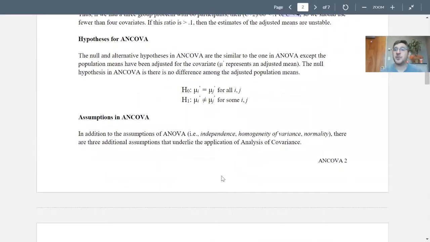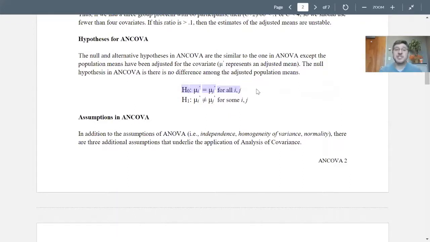You can see the null and alternative hypotheses listed here. Notice they have a little prime tick above them, indicating that these are adjusted means. So the null hypothesis, which is the typical hypothesis of no difference, is that there's no difference between the adjusted means of the groups, against the alternative hypothesis that at least some of the adjusted means are different.